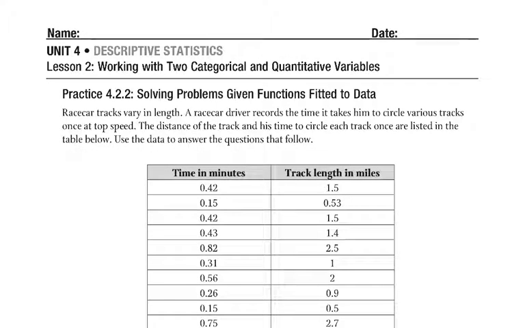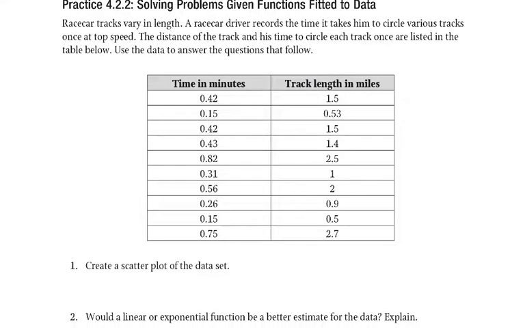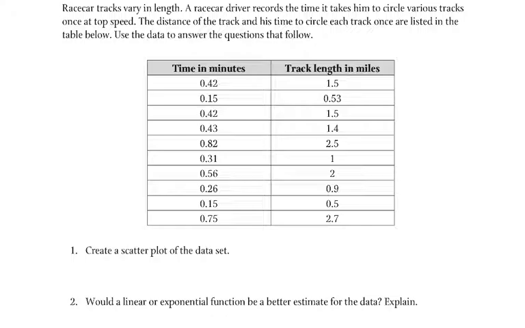Math 1, practice 4.2.2, solving problems given functions fitted to data. So, race car tracks vary in length. The race car driver records the time it takes him to circle various tracks. So first thing we want to do is create a scatter plot here, with this data set, okay?